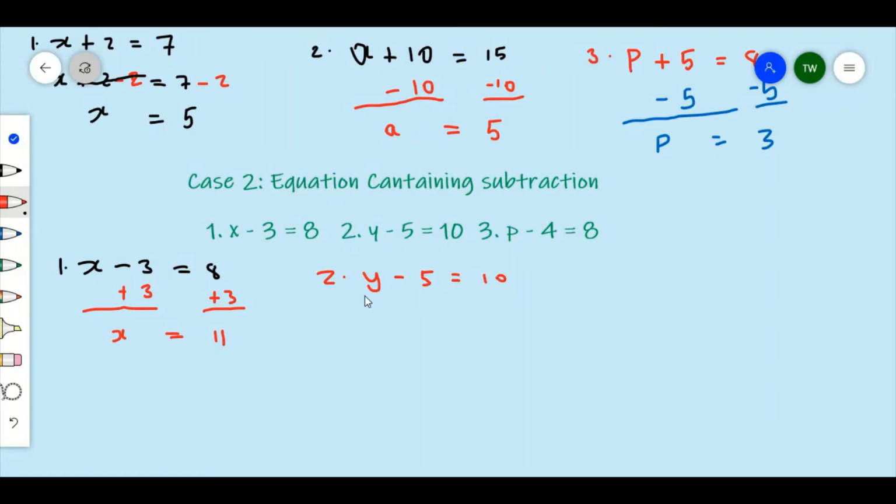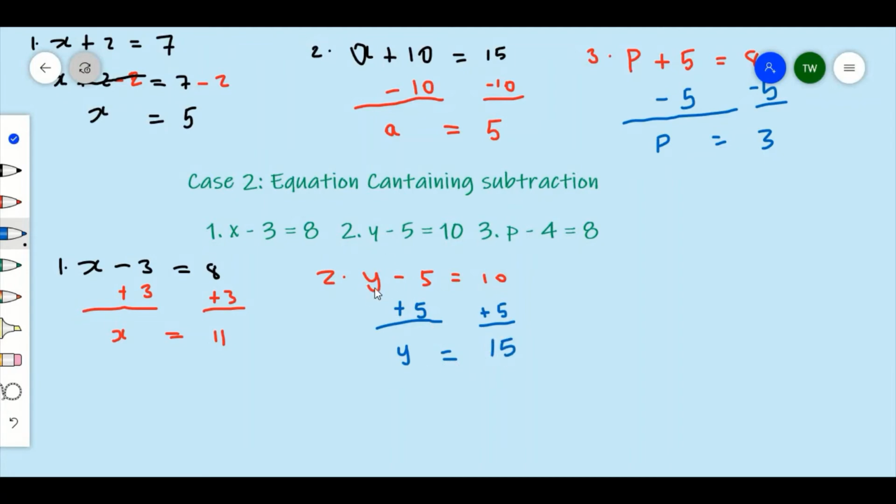And we want to determine the value of Y. We have a minus 5 here. In order to get rid of this 5, we can add 5 to it. So we're going to add 5 to both sides. I'm going to add 5 to this side, and I'm also going to add 5 to this side as well. So here, minus 5 plus 5, that's going to give us 0. So what we're left with is just Y equal to 10 plus 5, that's going to give us 15. So Y is actually equal to 15.